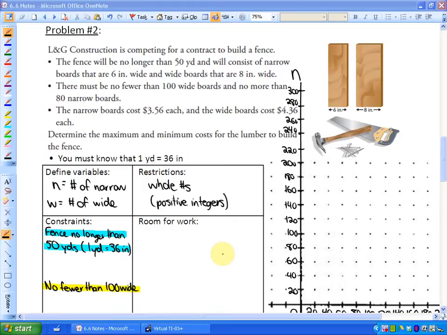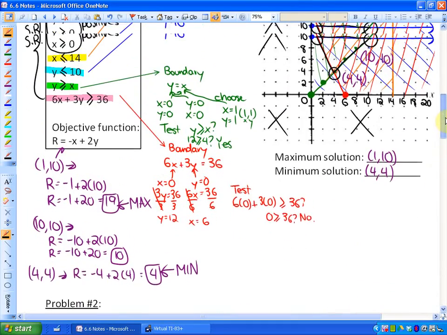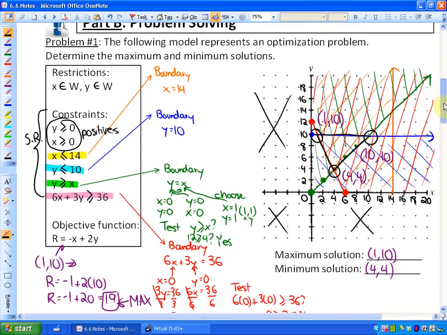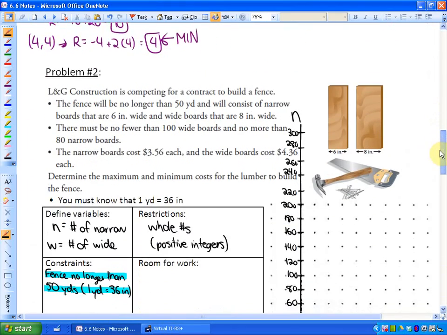Okay, in this lesson we're going to continue to look at optimization problems. In the last lesson we looked at a problem where we weren't dealing with a word problem, we were dealing with just a mathematical problem. We were setting up a solution region given constraints and then investigating the objective function to find out our maximum and minimums. In the next problem we're going to look at a word problem.